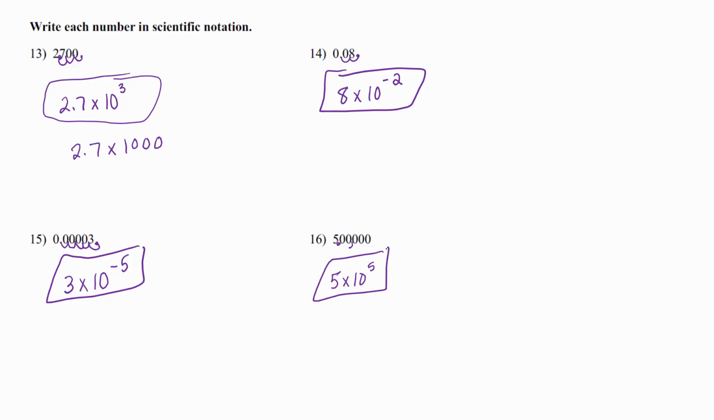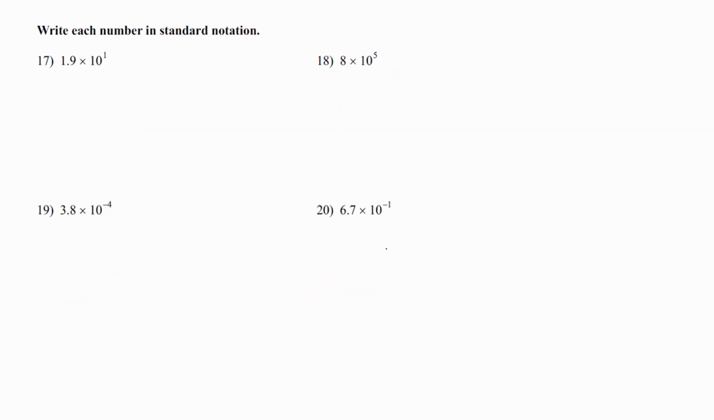Now we can use that same logic of big numbers versus small numbers whenever we're going the other direction. These are written in scientific notation, and we want to change them to standard form. And so if it's a positive exponent, I want to move it the direction that makes it bigger than what it is right now. So if I want 1.9 to be bigger by 1 decimal place, I'm going to move it this direction so that I get 19.